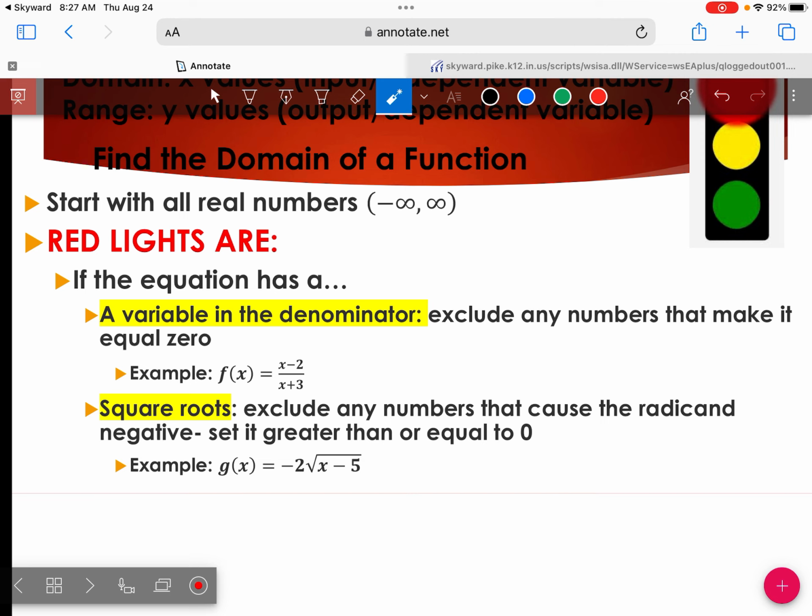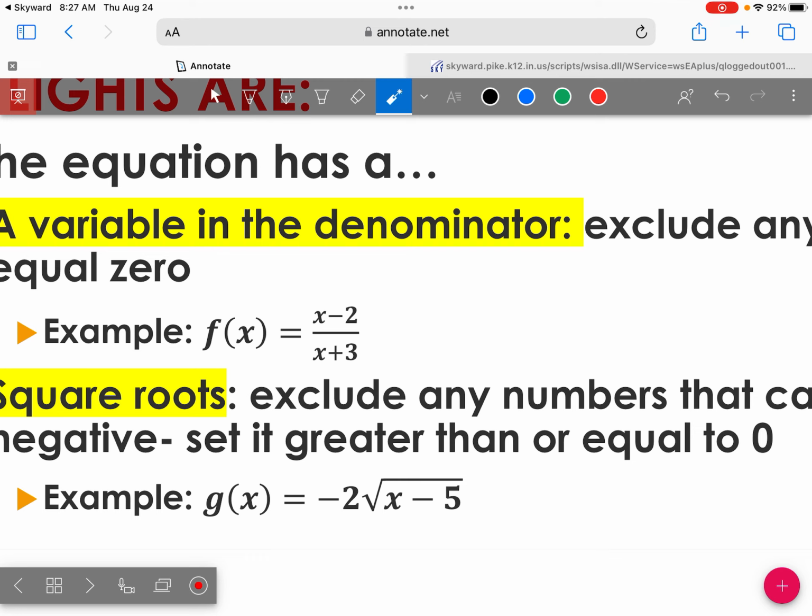It is impossible to divide by 0. So if you have a calculator near you, take 7 and divide it by 0. If you try to divide a number by 0, it's going to say domain error. It could say non-zero denominator or something. You cannot divide by 0. So when you see a denominator with a variable in it, and if this said f of x equals x minus 2 over 3, that would still be all real numbers. That's okay. It's the x plus 3 that makes it a red light.